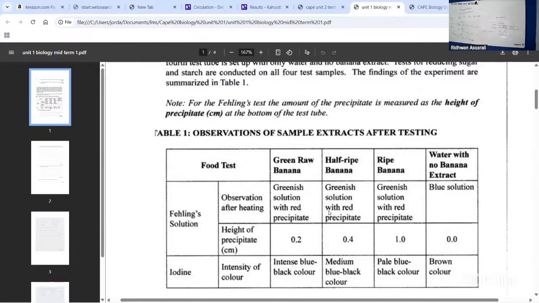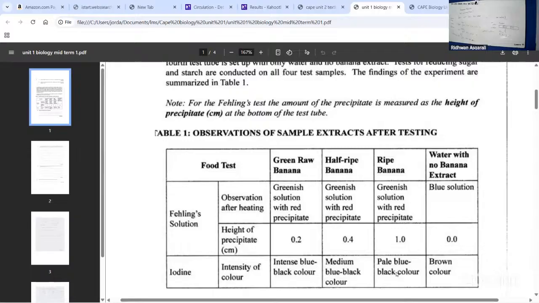In the half-ripe one, we basically get the same results for the Fehling's test, except we have a bigger precipitate. So if you were to compare the reducing sugars in green and half-ripe banana, which one has more? Half-ripe, because it has a larger, bigger, higher precipitate. Right? Ripe banana has the longest precipitate, and it has a pale blue-black color.